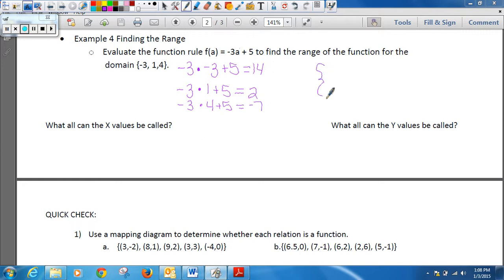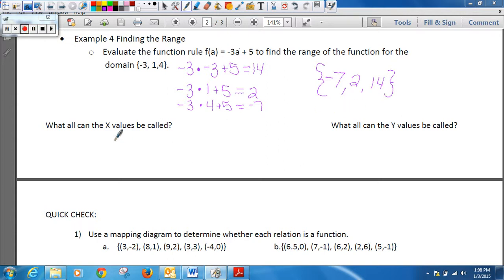And then we go ahead and we write what our range is going to be. And I always try to do it from least to greatest, so my greatest range is negative 7, then 2, and then 14. So that's my range when my input is negative 3, 1, and 4.